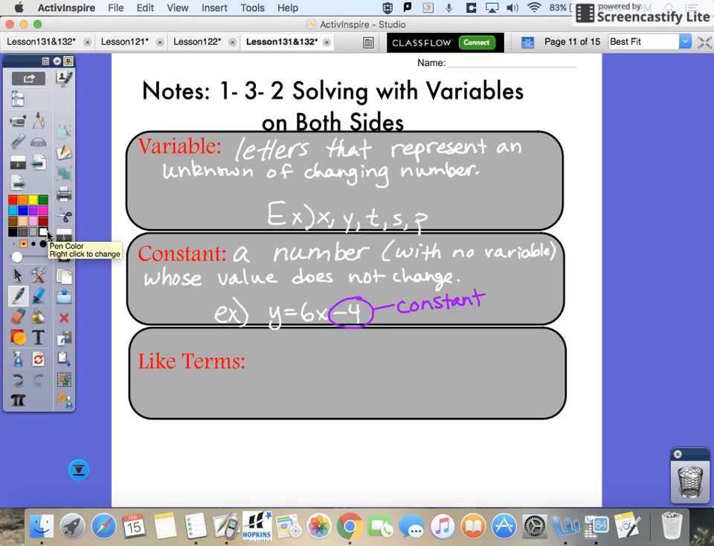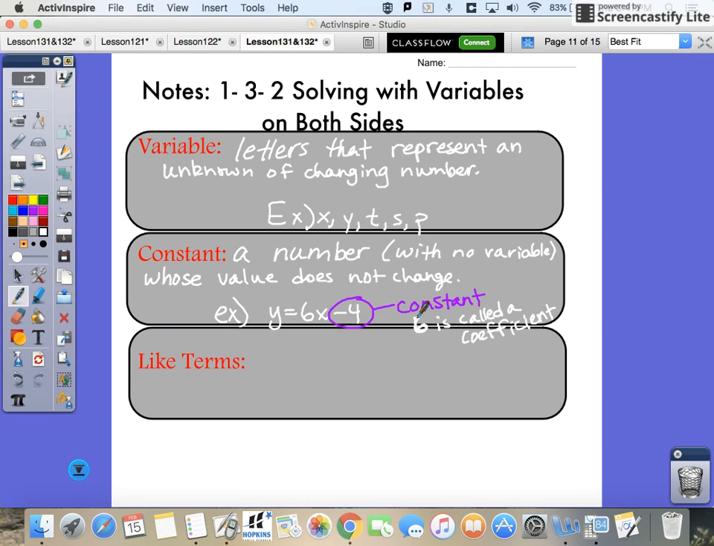If you're curious, the number 6 is called a coefficient. It's the number in front of a variable that tells you how many there are. So 6x means there are 6 x's. In case you're curious, that's what 6 is called, a coefficient.